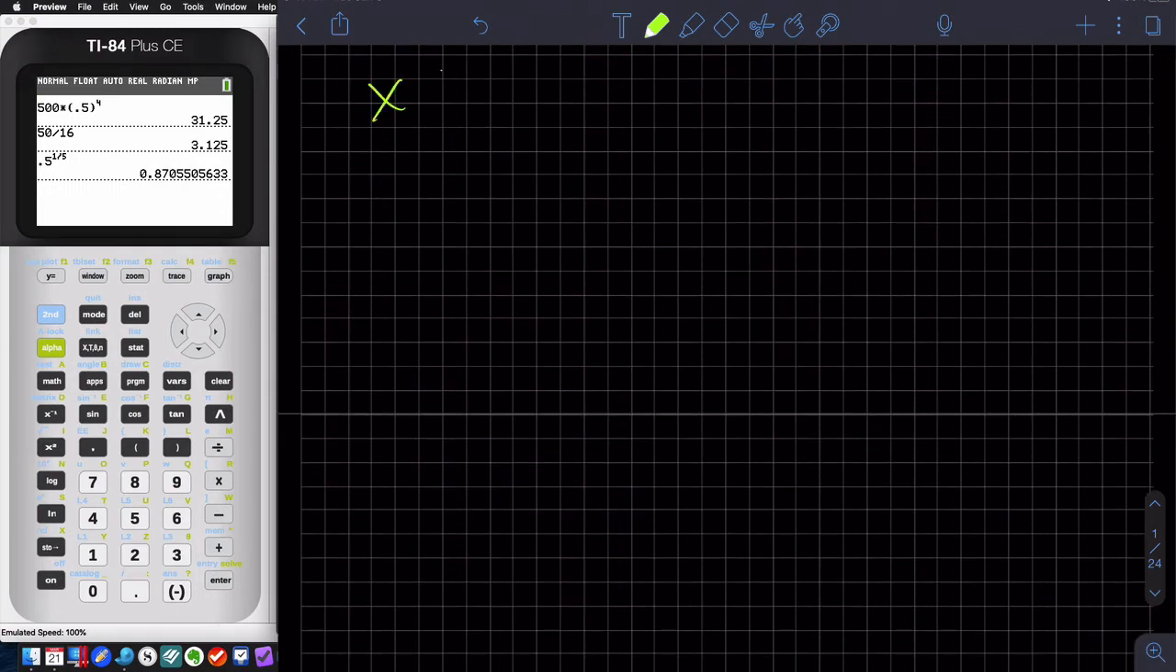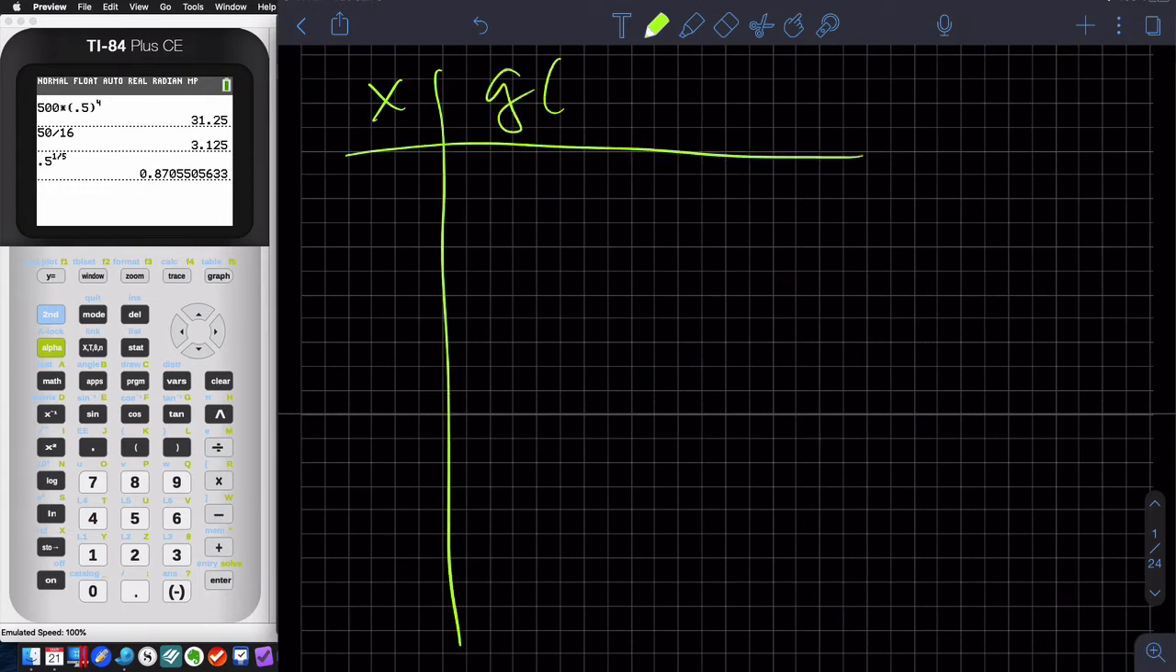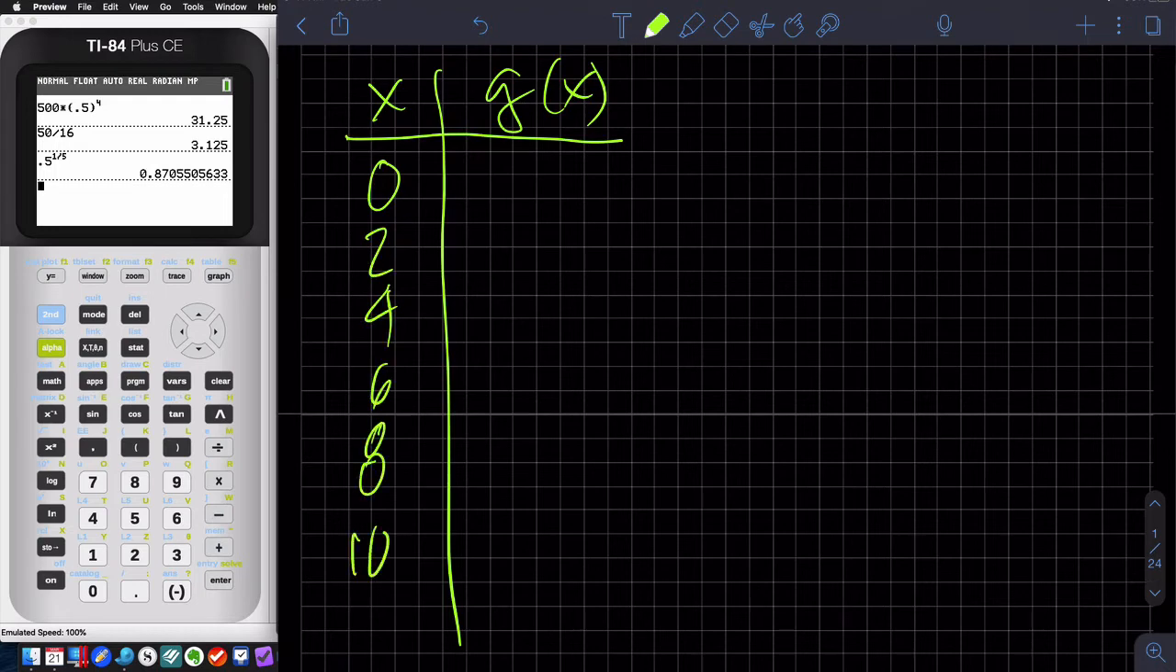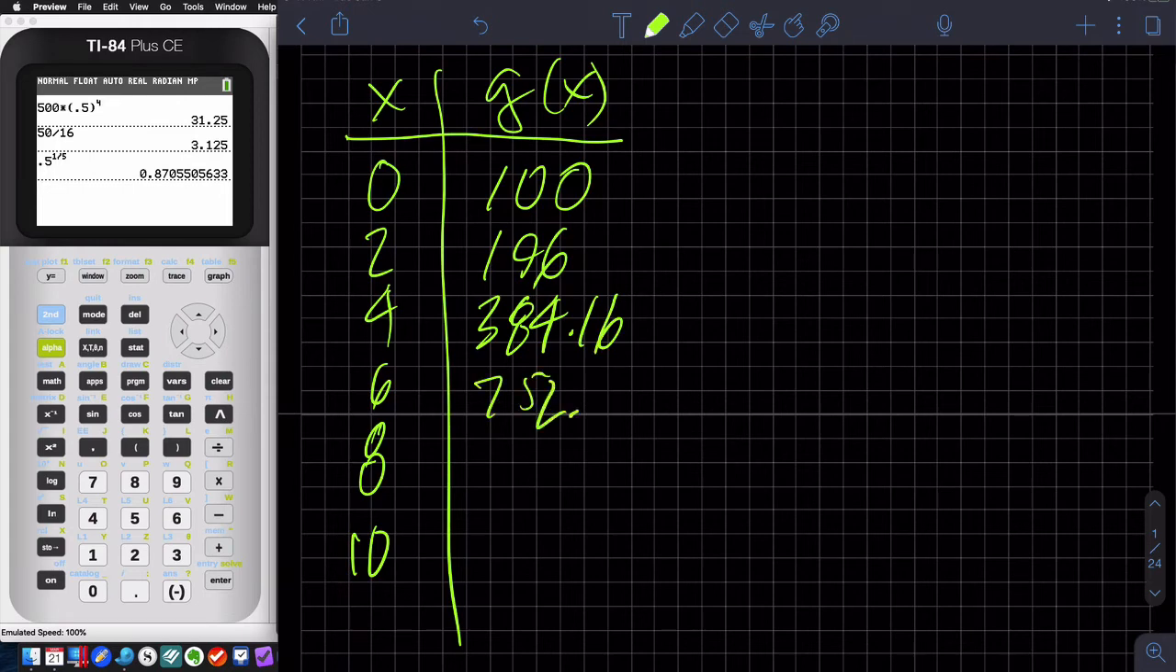Now let's look at the other function. So I have now x and g of x. Let's just copy this down. I've got 0, 2, 4, 6, 8, and 10. And I have 100, 196, 384.16, 752. I would hope that the decimals would give you a clue. The difference between the first two is 96. The difference between the next two will not be exactly 96, so this is definitely not linear, right? So hopefully you can see that.